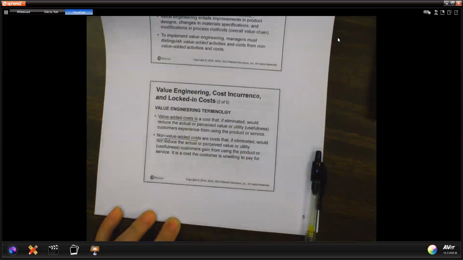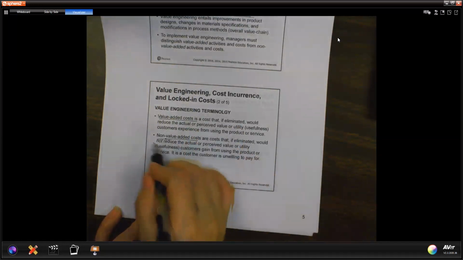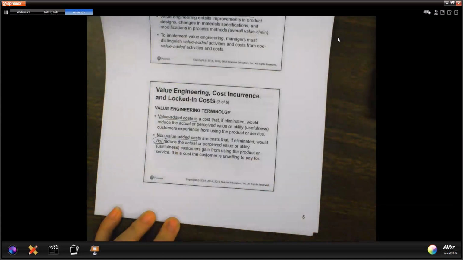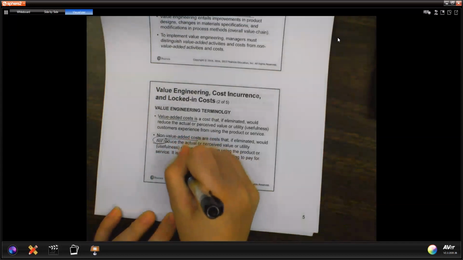So we should not cut these costs, because if you cut them, the usefulness, the utility, the value will decrease. What we should do is cut the non-value-added costs, because those are the costs that do not add value. If you cut them, it will not affect the usefulness of your product. You will say, what are these costs? We said, because of your mistake, you have to redo the product.